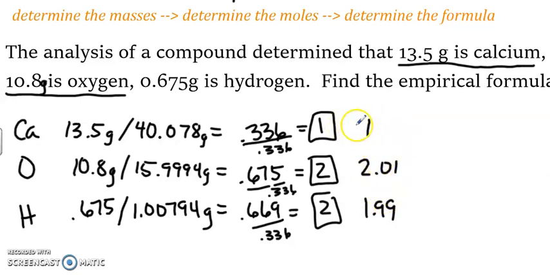Okay, so look at this. This is a 1 to 2 to 2 ratio. So that is telling us that we've got 1 calcium, so Ca is 1. We've got 2 oxygens, and we've got 2 hydrogens.